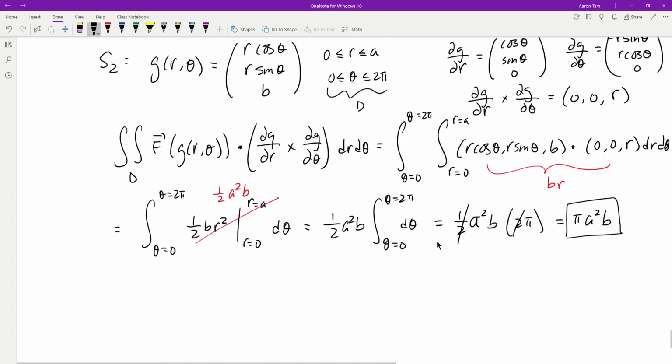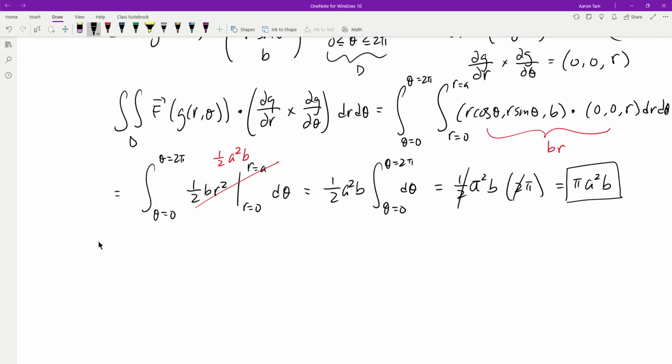So S3 is probably the hardest of the three, but it's not something we cannot figure out. The key is once again to figure out the parameterization. In this case, it's the lateral surface area. The top and the bottom are just circles of radius a, but it has to go all the way from the XY plane up to where height b is. So in this case, the parameterization is equal to this.